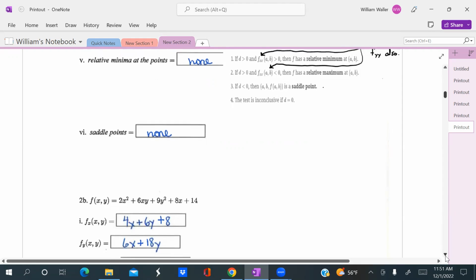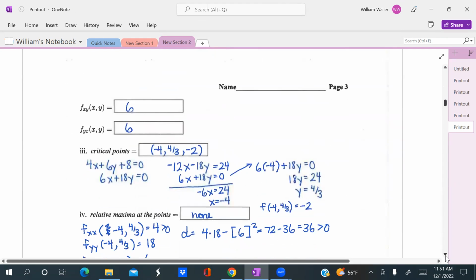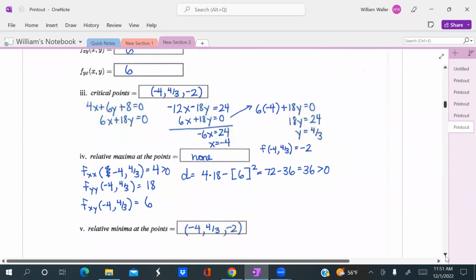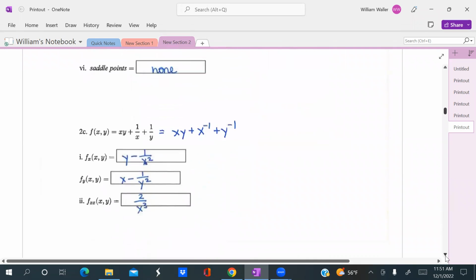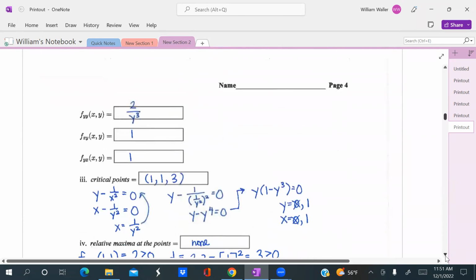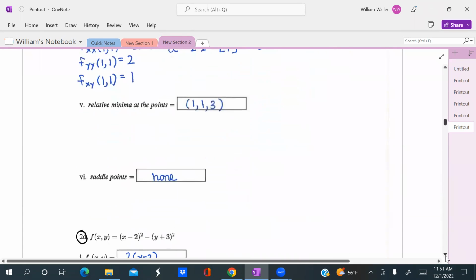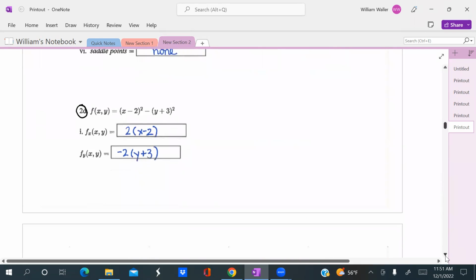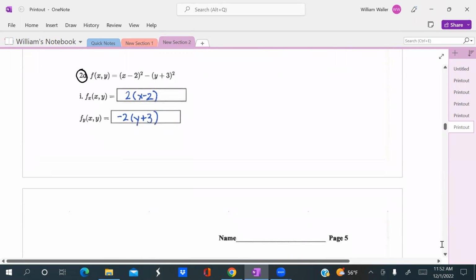Let's try another one a little bit further down the list here. See which one I circled. I think it's the last one, which is D. All right, so there's our function of two variables, (x − 2)² and (y + 3)². Again, we're looking for relative maxima or relative minima, or maybe saddle points.